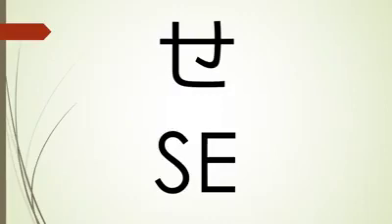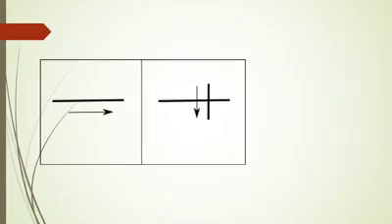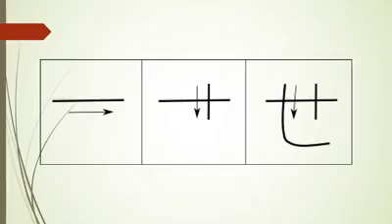And next is se, se. To start out writing this one, we draw a long horizontal line from left to right. We have a short vertical line near the right end of our first line that comes down from top to bottom and intersects with it. Then we draw another stroke near the left of our first line that comes down, intersects with our first line, and then curves out to the right.